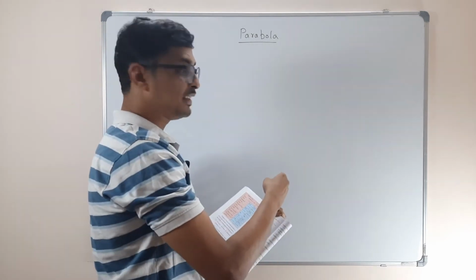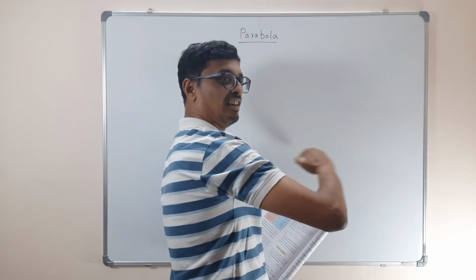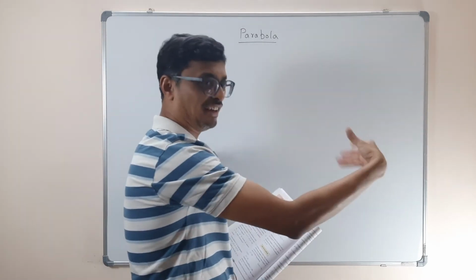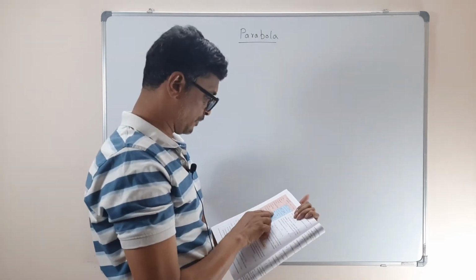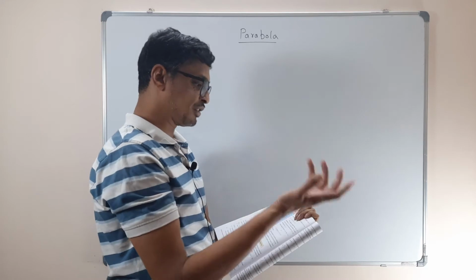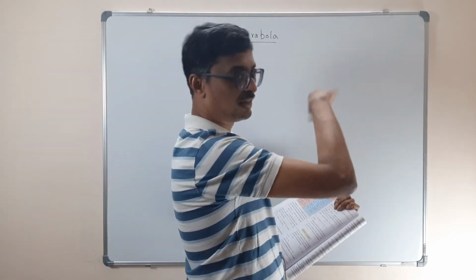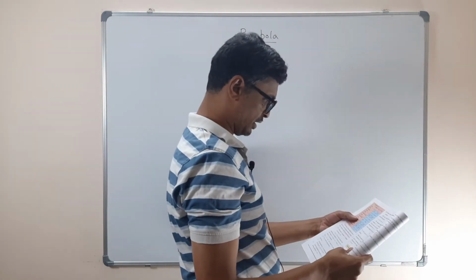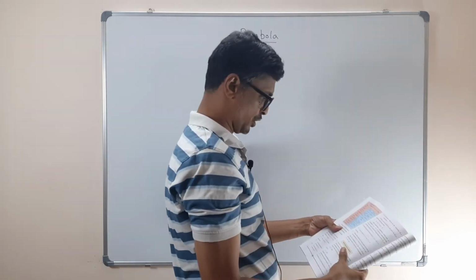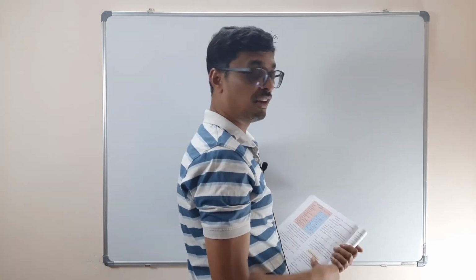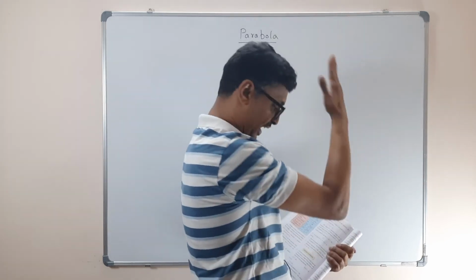Equation of the directrix: here it is x plus a equal to 0, and here it is y plus b equal to 0. The vertex is 0, 0 for both. The endpoints of the latus rectum we also found, and that is given too. Length of the latus rectum is 4a, and in this case 4b. Axis of symmetry: in this case it is the x-axis, and here the axis of symmetry is the y-axis.